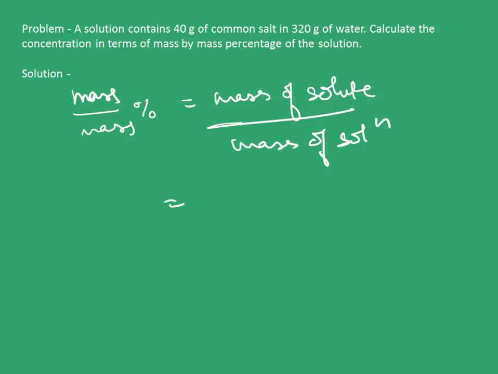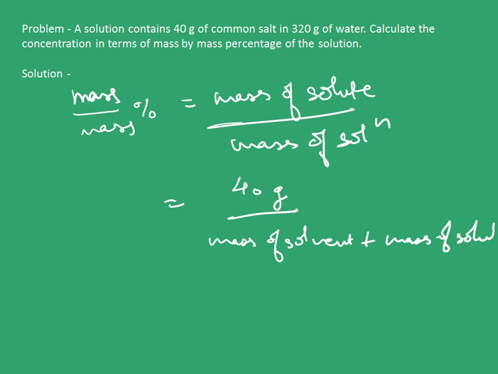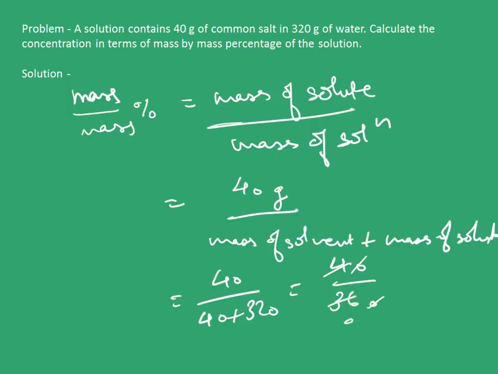Therefore, in this case, the mass of solute is given to be 40 grams and mass of solution is mass of solvent plus mass of solute. So this is nothing but 40 divided by 40 plus 320, which is 40 divided by 360, which is nothing but 1 upon 9. Now to get it into percentage, this has to be multiplied by 100. So this becomes 11.1%.